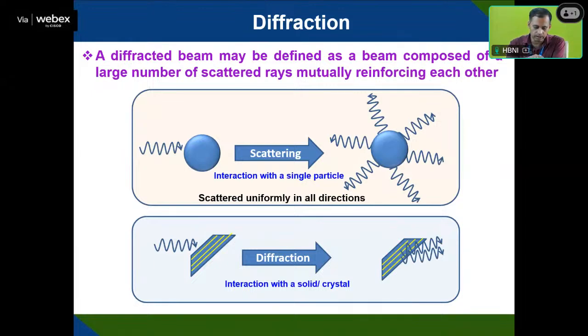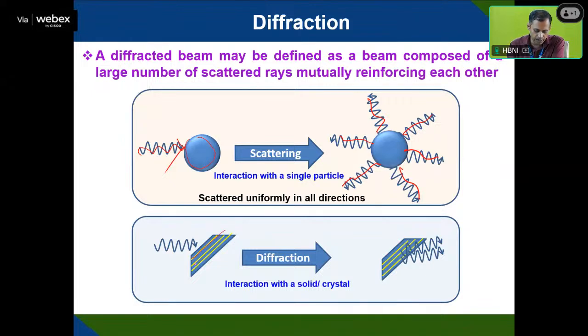So if you see, this is any matter or particle, or any system, on which a light beam or X-rays are falling. After falling on it, the X-ray beam can interact with these single particles and scatter back in different directions. So this X-ray light is scattering uniformly in all directions. But in the case of diffraction, a diffracted beam is mainly defined as a beam composed of a large number of scattered rays that are mutually reinforcing each other.